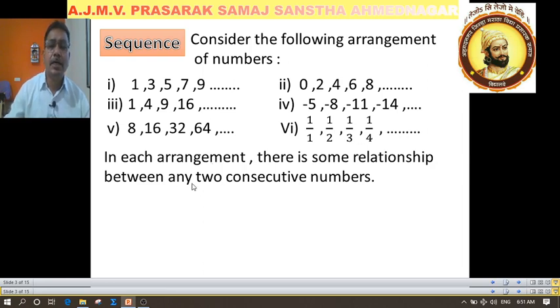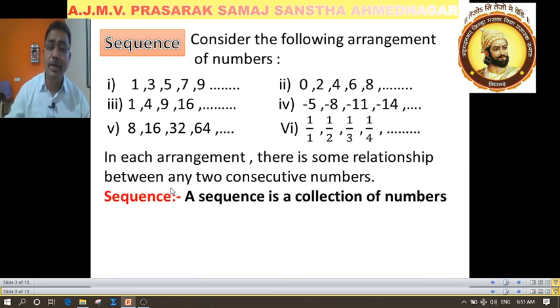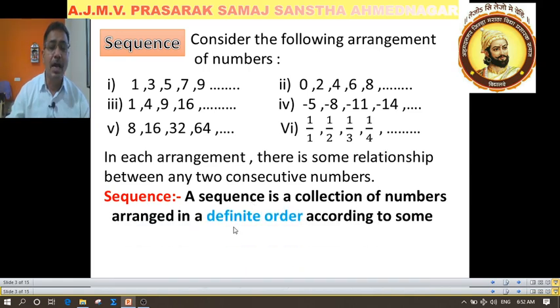So what is the definition of sequence? See here, a sequence is a collection of numbers arranged in a definite order according to some definite rule. So see here, in each arrangement there is a definite order and a definite rule.